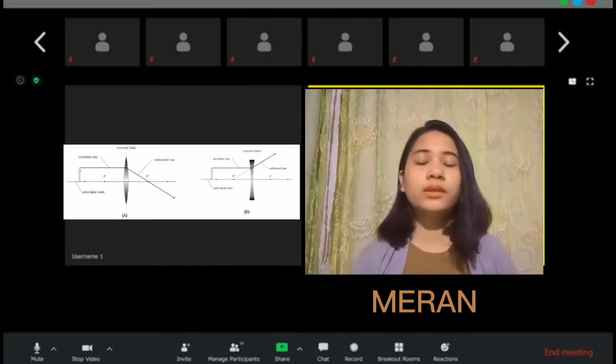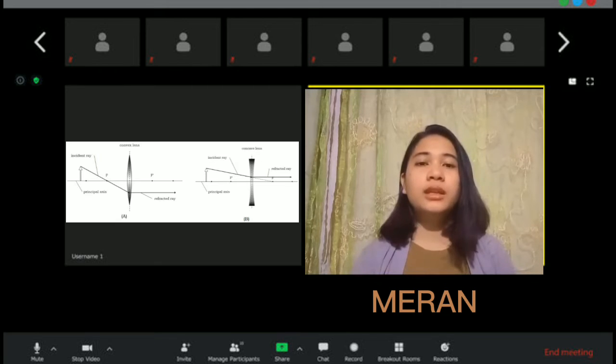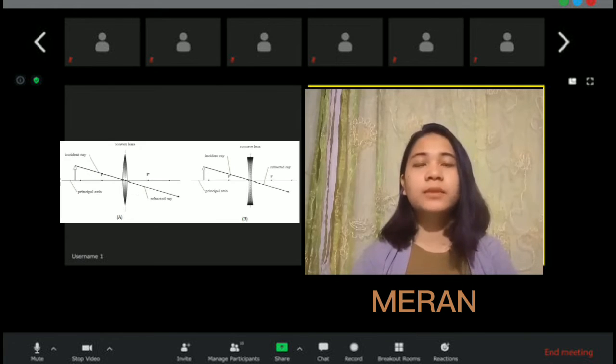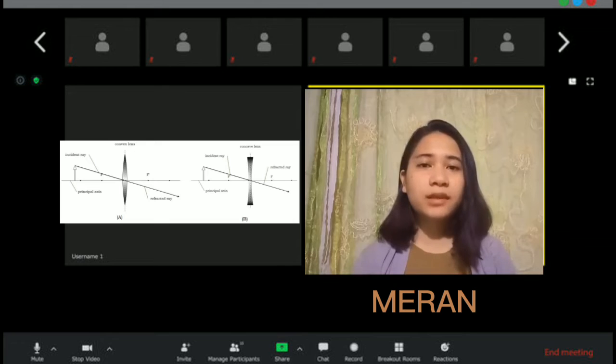Rays to be used. A. Incident ray parallel to the principal axis, and when it refracts, it will either A. move towards the secondary focus, or B. follow the path along the secondary focus, F. B. Incident ray, either A. passing the primary focus, or B. moving towards the primary focus, and when it hits the lens, it will refract parallel to the principal axis. C. Incident ray passing the optical center, and it will continue its path because there will be no refraction.